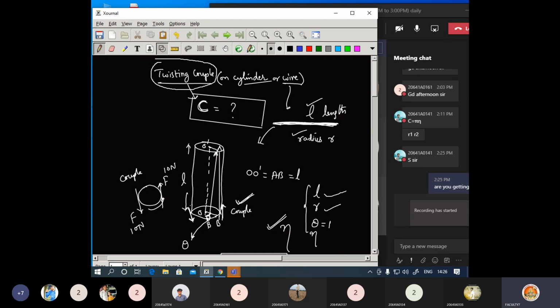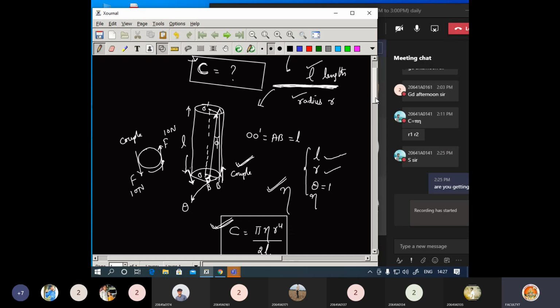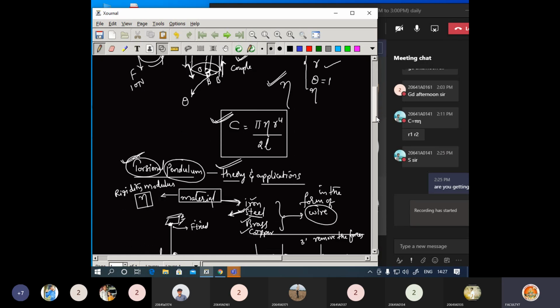Due to that, there will be an angular displacement, and in the previous topic we had seen the displacement and the corresponding concept. Here this is the angle of twist, given in the form of phi, depending on the triangles. We got some derivative part, and the resultant expression for the twisting couple was C equals pi eta r power 4 by 2l.